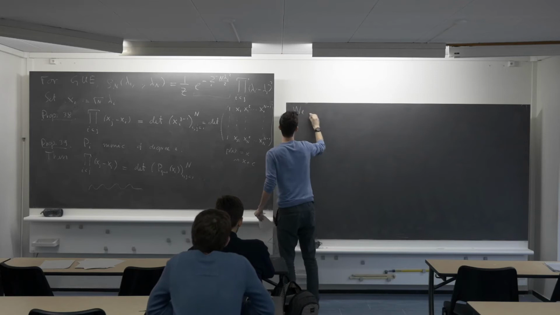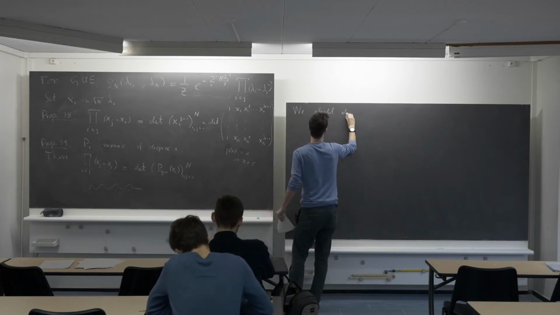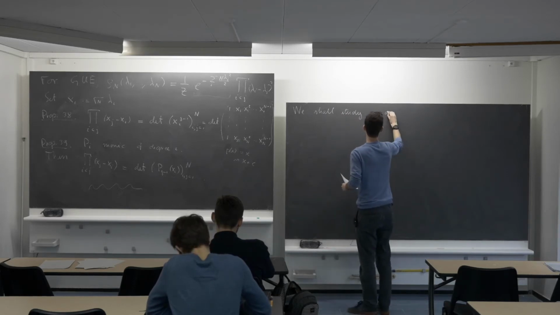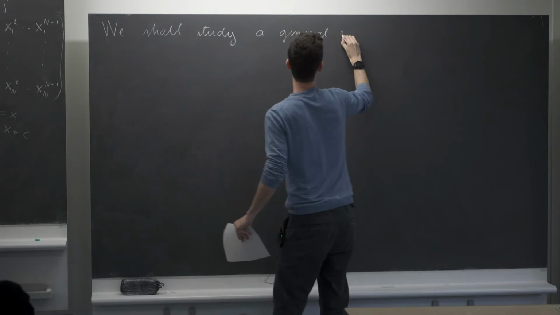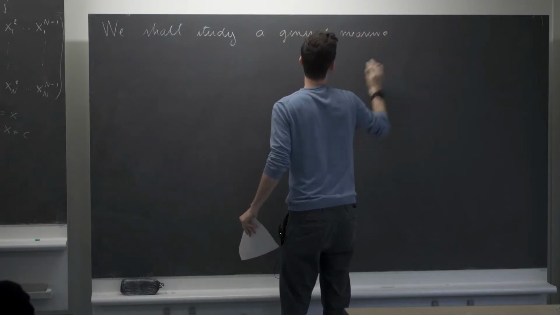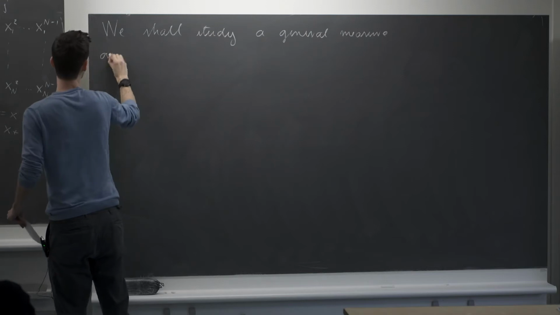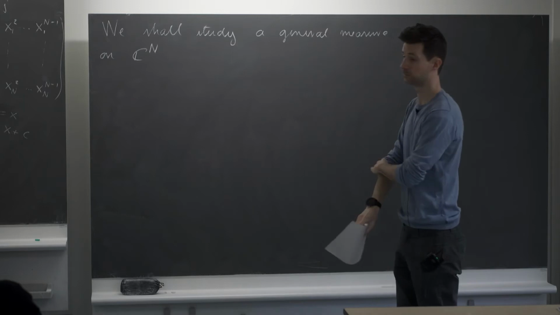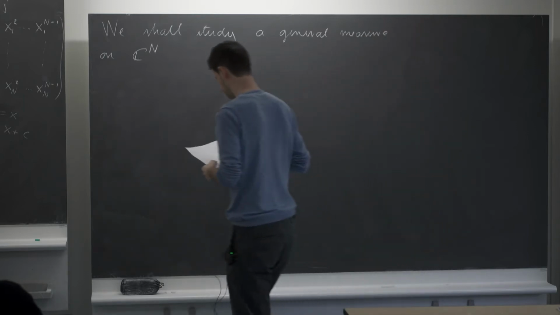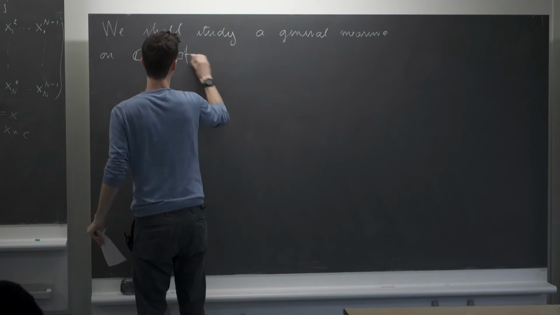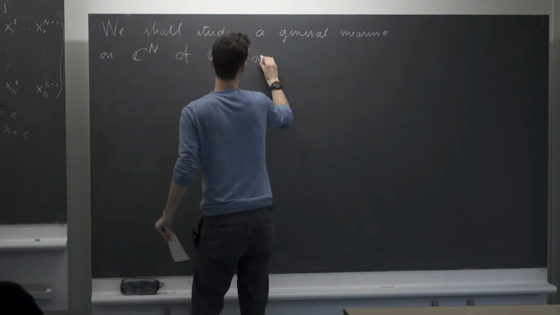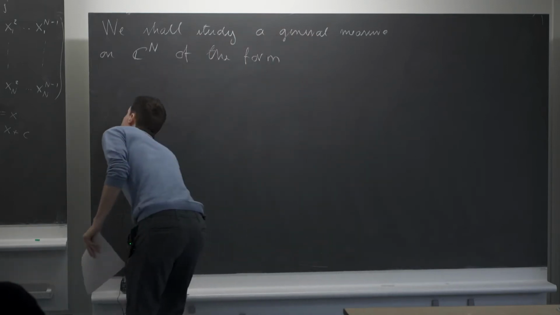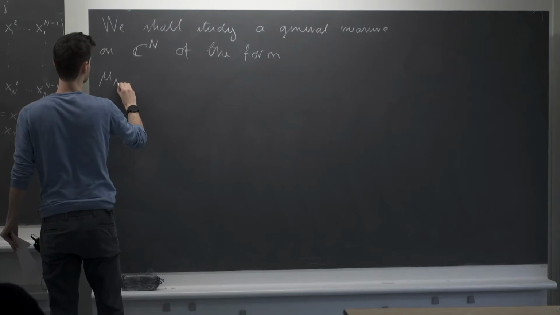So we shall study measures of the following form. A general measure on C to the n. We always have n variables, so they're always going to be probability measures of n variables. And it's of the following form. I call this measure mu n. So mu n is going to be my measure.